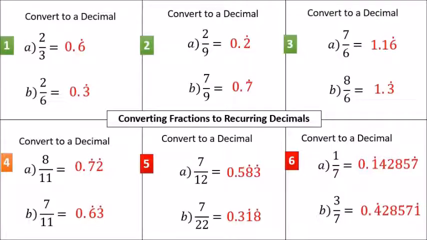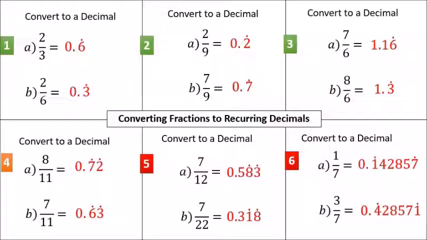8/11 ends up being 0.72 recurring, where the 7 and 2 repeat over and over again. It goes 0.72, 72, 72, and so on. 7/11 that is, we get 0.63 recurring, where the 6 and 3 repeat in that pattern. 63, 63, 63.